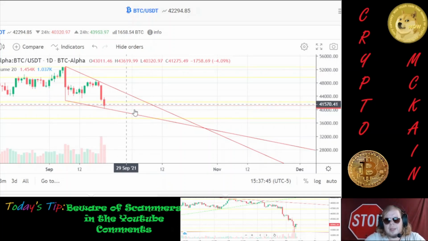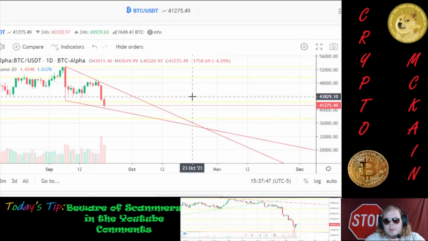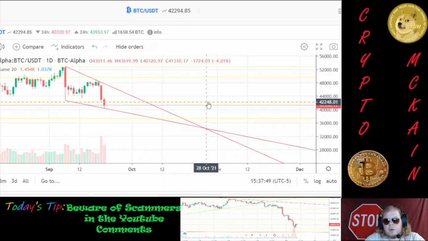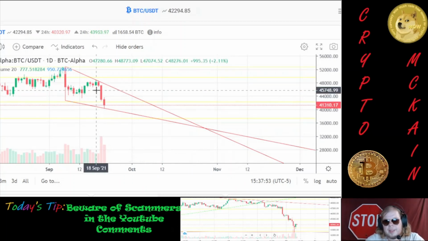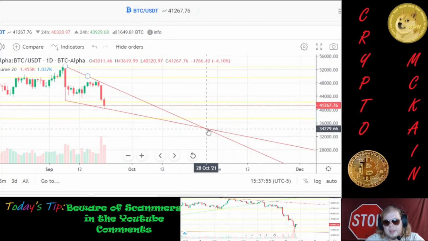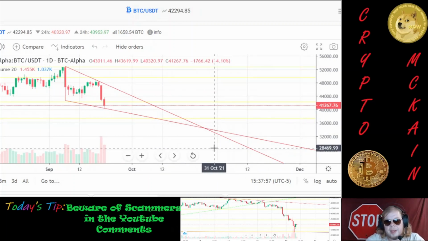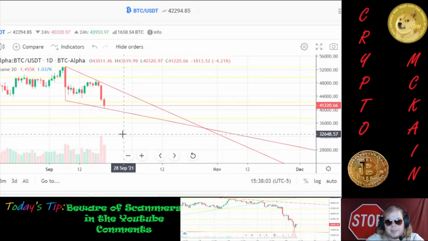Then we're probably just going to consolidate for a week or two, and then I think we'll probably bounce back up above 42,000 or so, maybe head towards 50, but I'm seeing a downtrend here till mid to end October. I was thinking the first week of October, but it looks like it might go a little further than that.